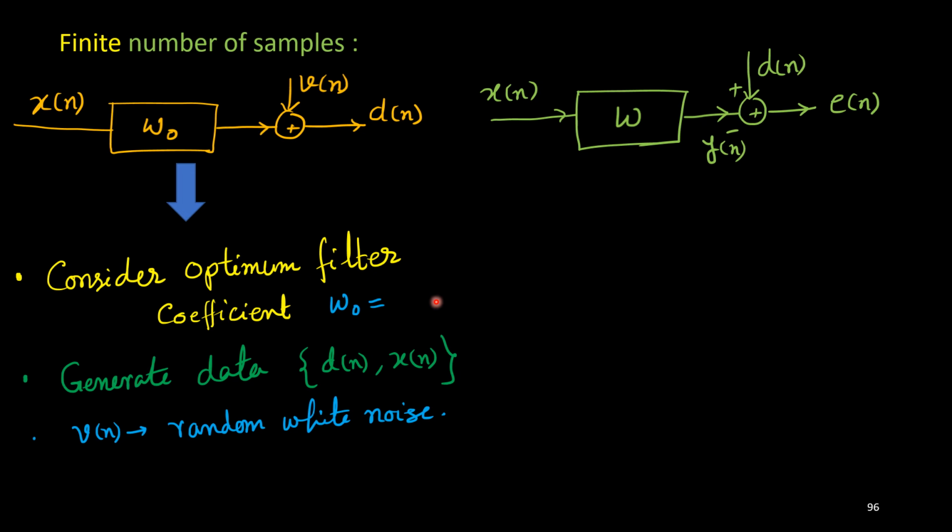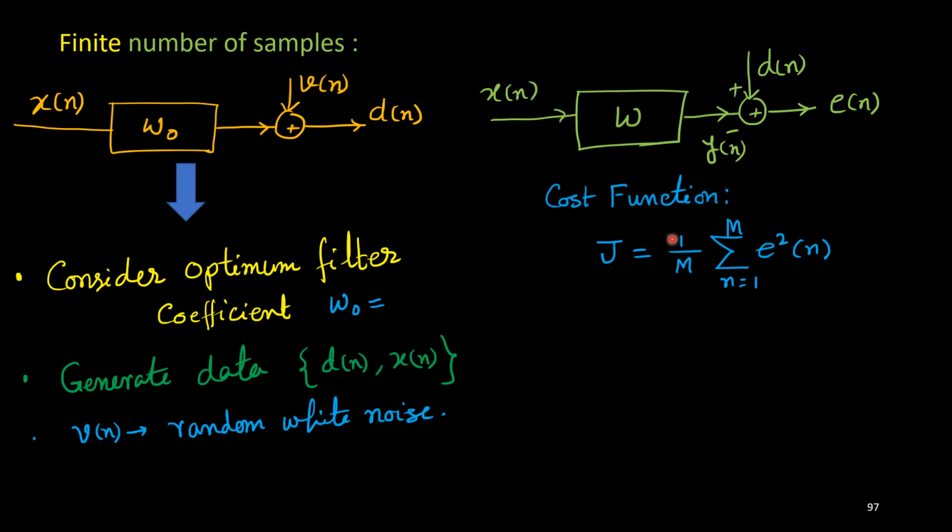So let us consider that this w naught equals, suppose, 0.5 for example, right? With the help of this w naught, now considering V n is a random signal, white noise, we can generate the input sequence x n, and we can get the corresponding d n. So we can generate this data d n and x n. And suppose these d n, x n are available, then we'll try to estimate this unknown filter coefficient w from this model. Okay.